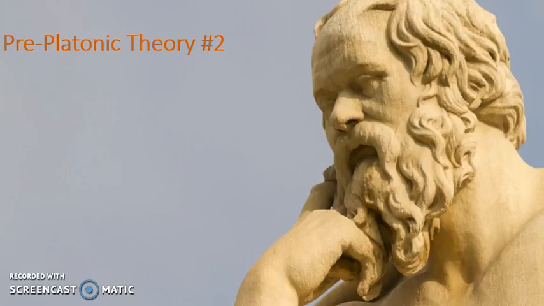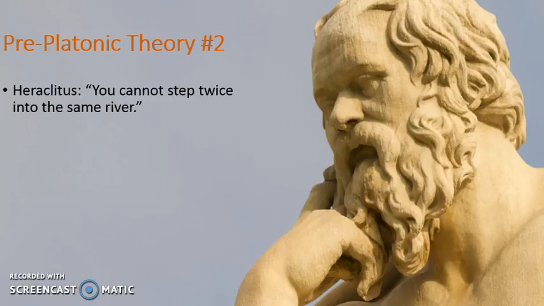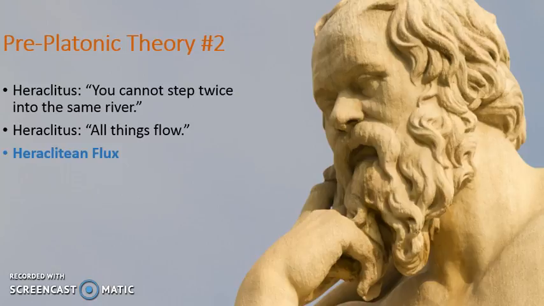Moving into chapter 2 and looking at a more important pre-Platonic theory for the idea about forms, is the idea that we talked about in our discussion question this week, and that's the idea of subjectivism or relativism. Early philosophers looked around the world and they saw that the world and the universe were constantly changing. Heraclitus, for example, noticed that you cannot step twice into the same river, and he determined that all things flow. This led to his belief, which we call Heraclitean flux. And this is the belief that nothing is universal or absolute.